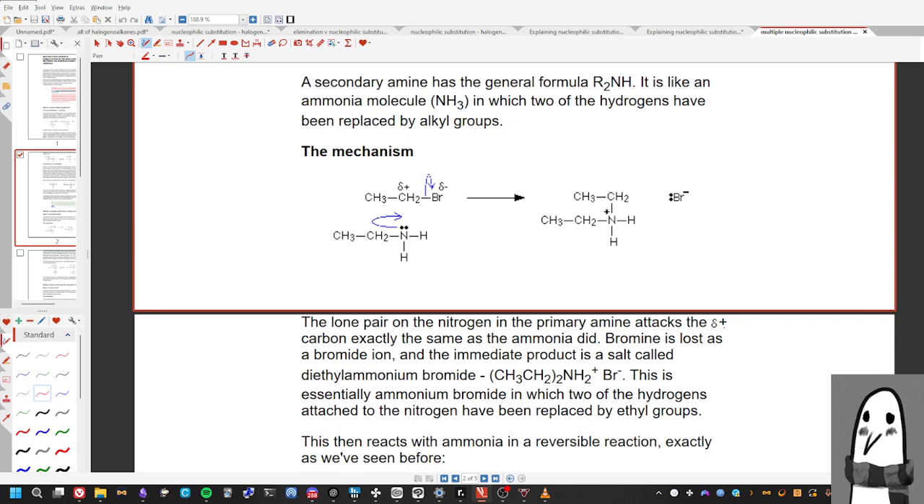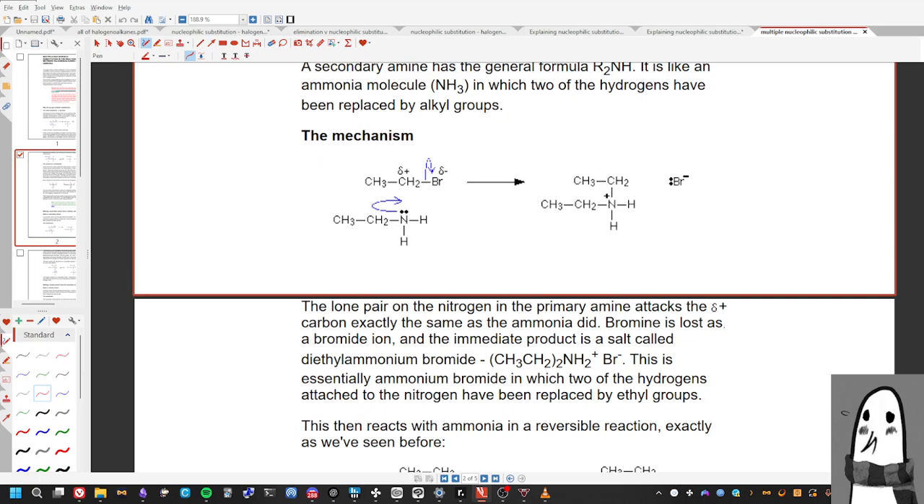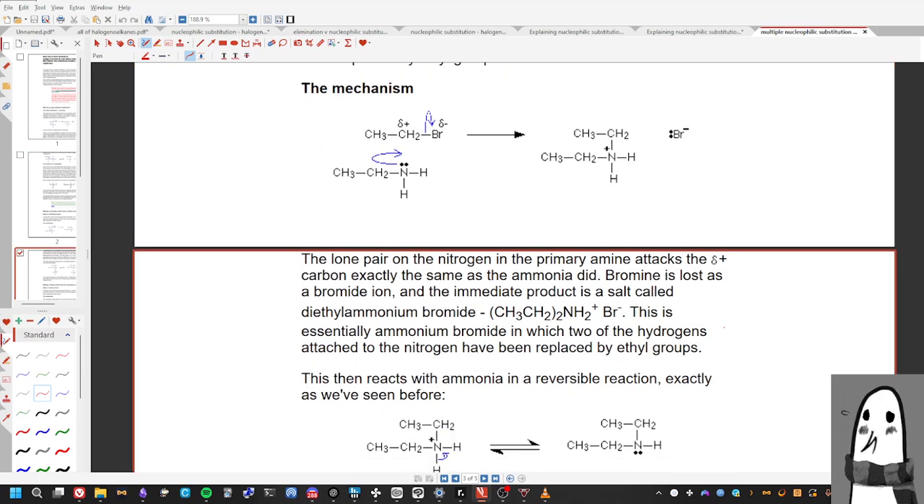So you have that, and you're gonna break that, and you get that formed. The lone pair on the nitrogen in the primary amine attacks the carbon. Bromine is lost, and the immediate product is called diethylammonium bromide. This is essentially ammonium bromide in which two of the hydrogens have been replaced by ethyl groups.